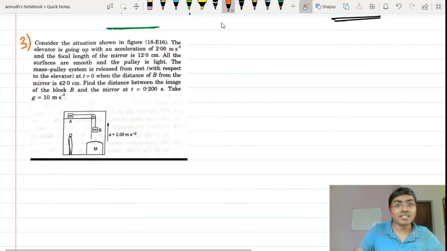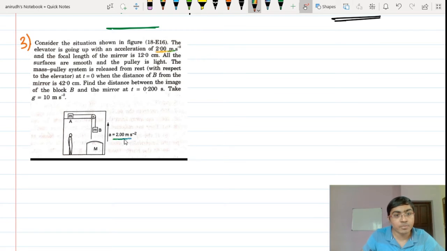First of all, consider the situation. We are supposed to consider this situation shown in this particular figure, right? The elevator is going up with an acceleration of 2 meter per second square. So what is the acceleration of the elevator? It is 2 meter per second square as it is given in the question. And the focal length of this particular mirror is equal to 12 centimeter. See, understand that this is a convex mirror. Okay, so if it's a convex mirror, by sign convention, we will be taking this as positive.